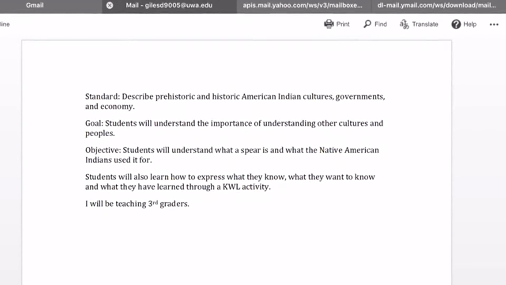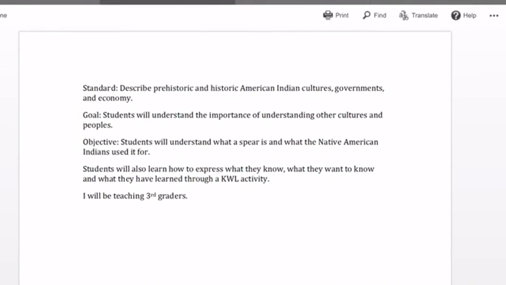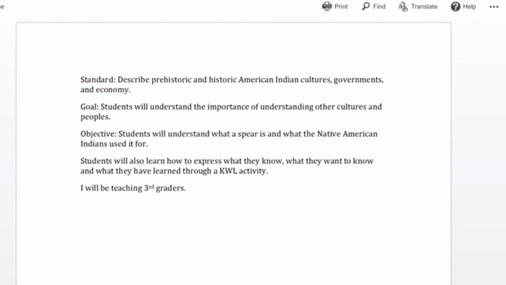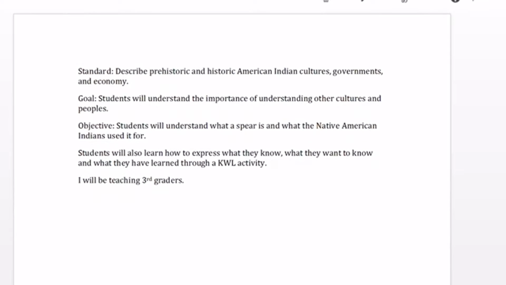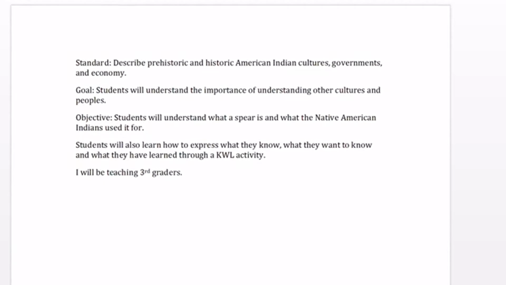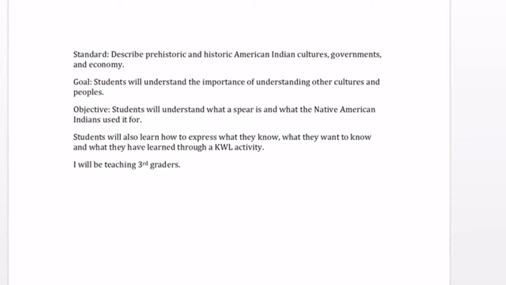Standard: Describe prehistoric and historic American Indian cultures, governments, and economy. Students will understand the importance of understanding other cultures and people. Objective: Students will understand what a spear is and what the Native American Indians used it for. Students will also learn how to express what they know, what they want to know, and what they have learned through a KWL activity. We will be teaching third graders.